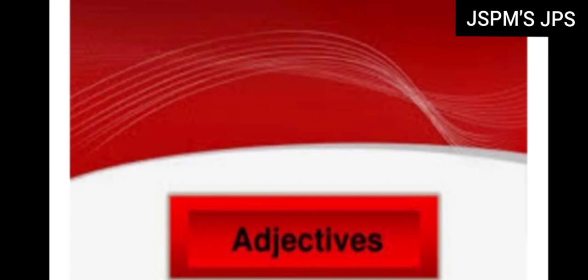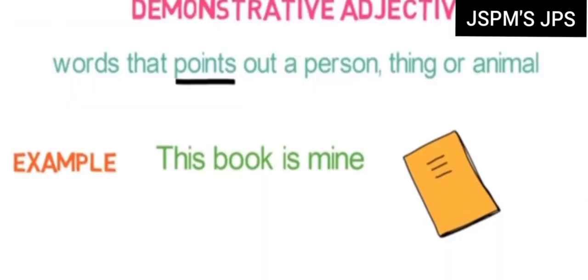Yesterday in our last class we discussed some kinds of adjectives. The first kind we discussed was adjective of quality. The second was adjective of number or numeral adjective, and next, distributive numeral adjective. Now let's look at the next kind of adjective, and it is demonstrative adjective. Demonstrate means when we show or point something. These are words that point out a person, thing or animal.